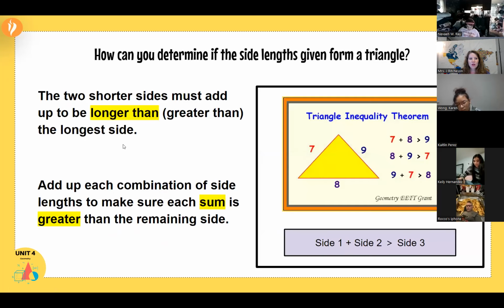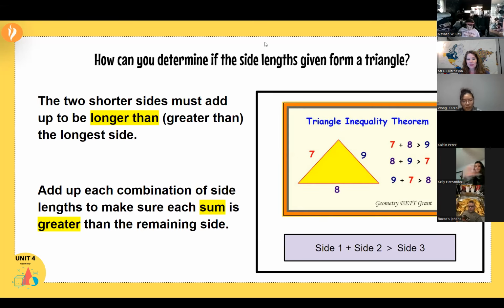Okay. All right, so how can you determine if the side lengths given form a triangle? And this is it right here. The two shorter sides must add up to be longer than, or greater than, the longest side. You could add up each combination of numbers, but you don't need to do that as long as you take the two shortest sides, add them together, and make sure it is greater than the third side.